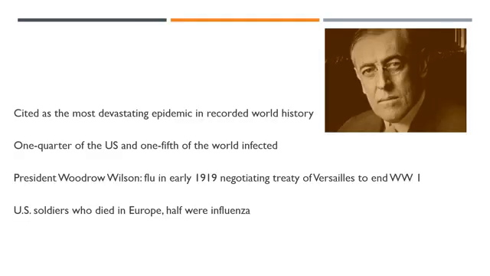It was cited as the most devastating epidemic in recorded world history. A quarter of the United States and one fifth of the entire world was infected. President Woodrow Wilson got the flu while beginning the negotiation of the Treaty of Versailles, which was supposed to end World War I, and he just faked it. He's like, I can't be sick now. So he just stuck it out and got that treaty signed. Of the U.S. soldiers who died in Europe, half of them were due to influenza, not to the war.